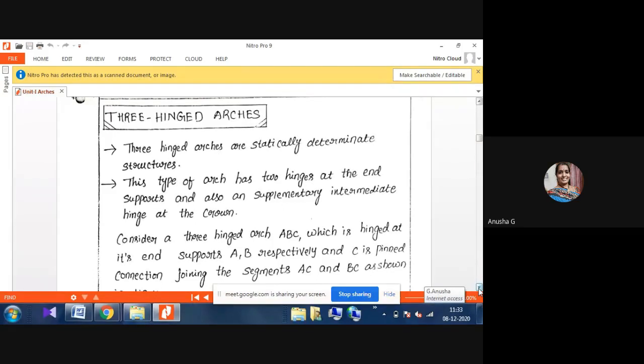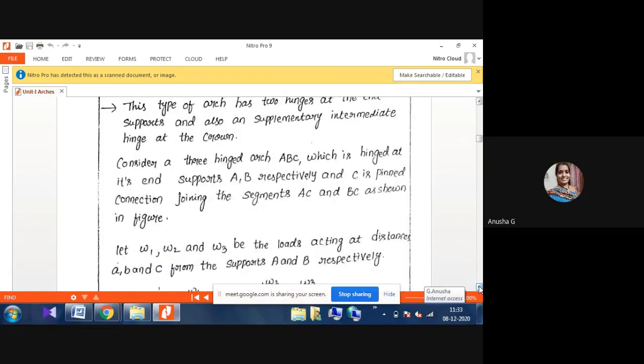This type of arch has two hinges at the two ends, and also a supplementary intermediate hinge at the crown, as I said before. Here we are explaining that this type of arch has two hinges at the two supports and one hinge at the center. Okay. Now we'll consider a three-hinged arch.